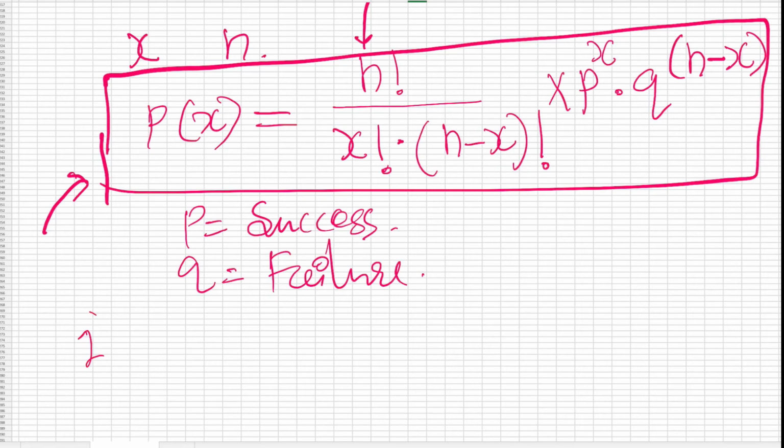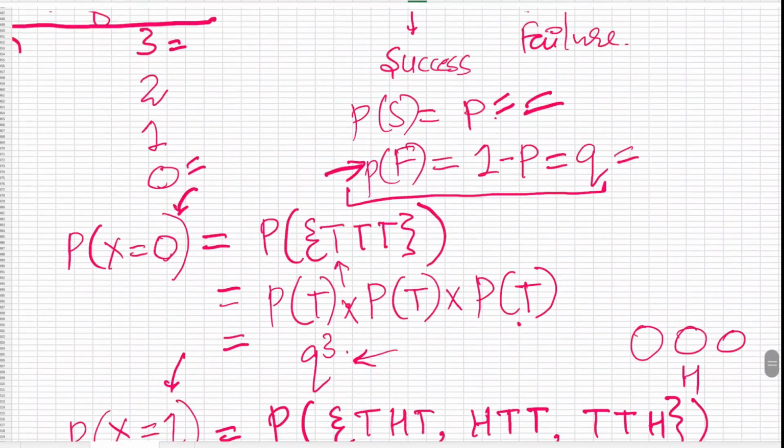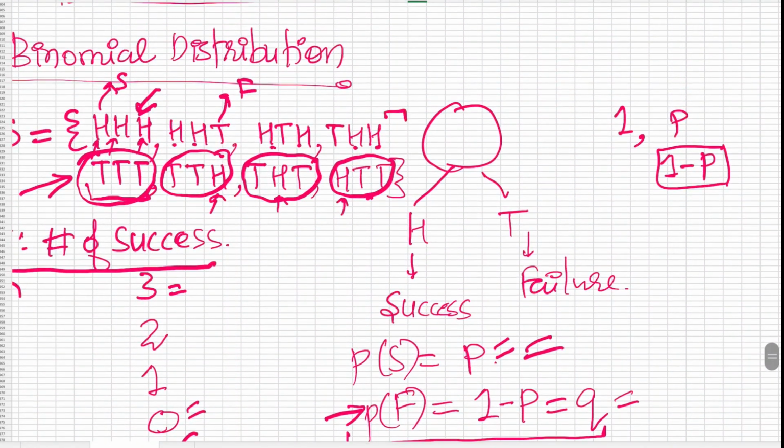The first condition is that the number of outcomes should be finite. As in the experiment we have done, the number of outcomes was only 8. We have a total number of outcomes of 8, so n equals 8.